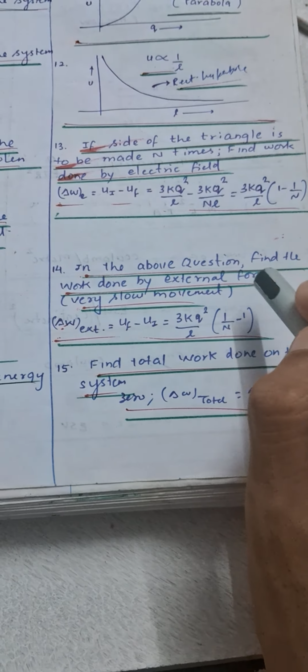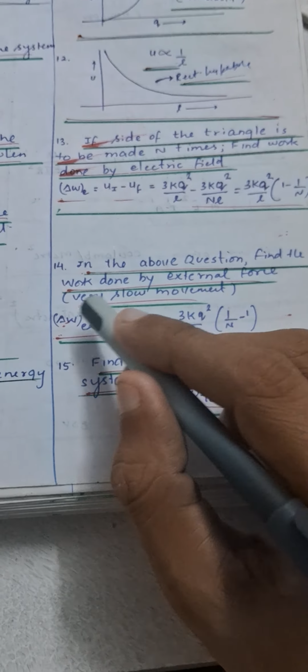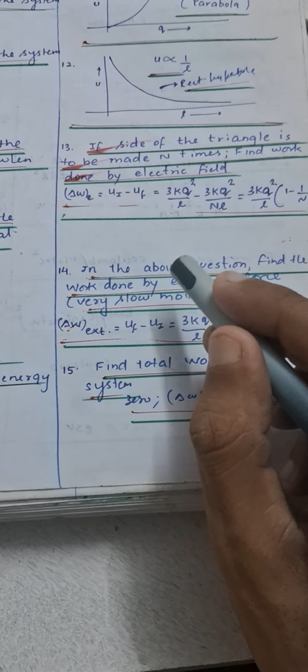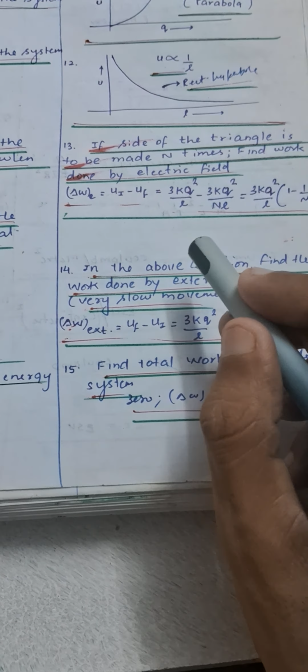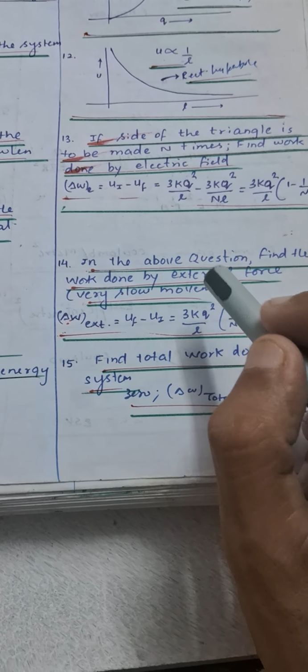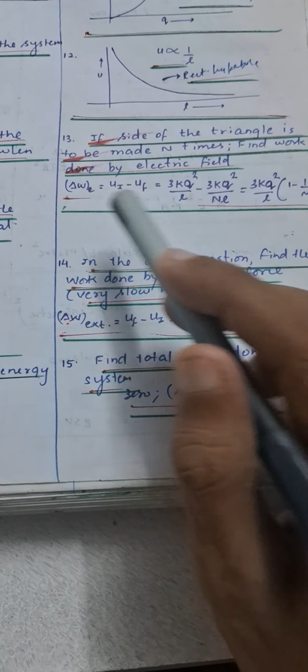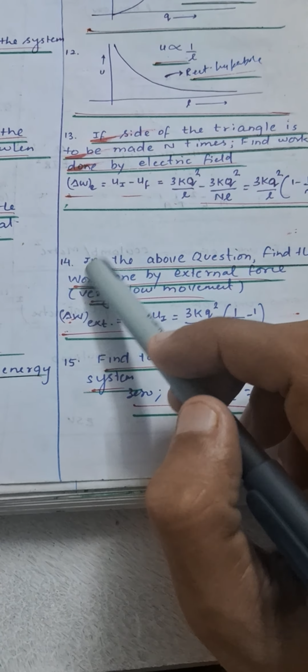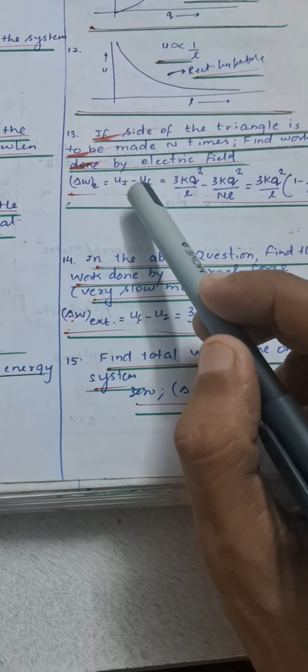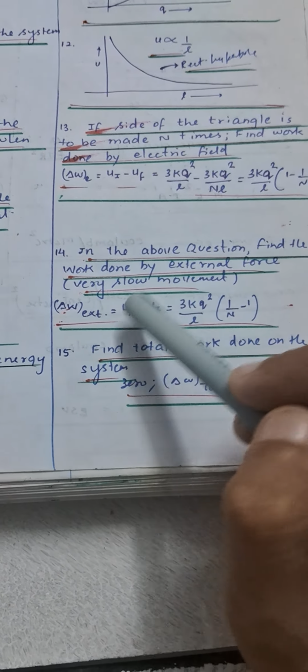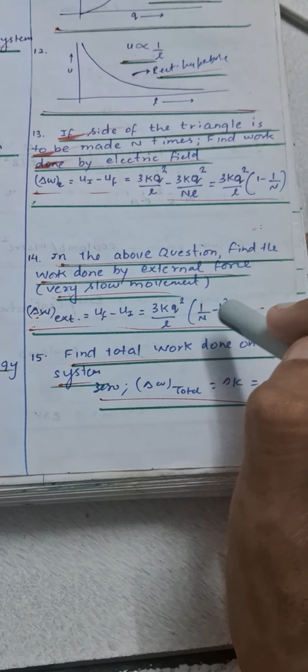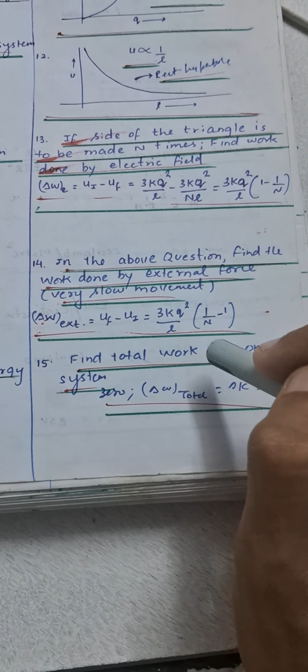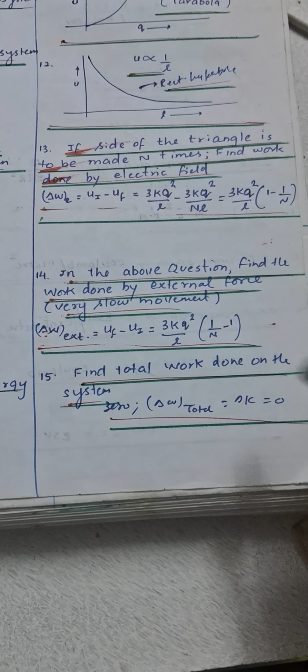Next we have the work done by the external force for very slow movement. We know that if there is a very slow movement, the net work done will be 0. So work done by electric plus work done by external will be 0. So work done by external will be the negative of the work done by the electric field. That will introduce minus Ui plus Uf, or Uf minus Ui. After simplification we get 3 kq square by L into 1 by n minus 1.